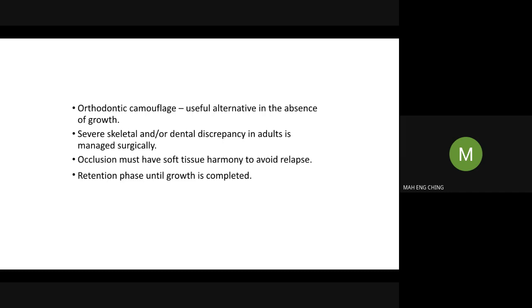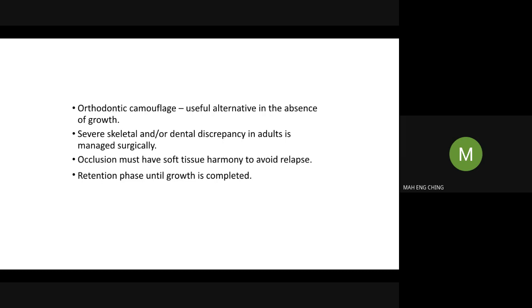So occlusion must have soft tissue harmony to avoid relapse. Like we said before, the lower lip has to cover the upper incisor by one third to achieve stability of the result. So let's say your lower lip cannot cover the upper incisor, then whatever you do, the correction might not be stable. So you have to be careful. The lip or soft tissue harmony is very important for the stability of the result.